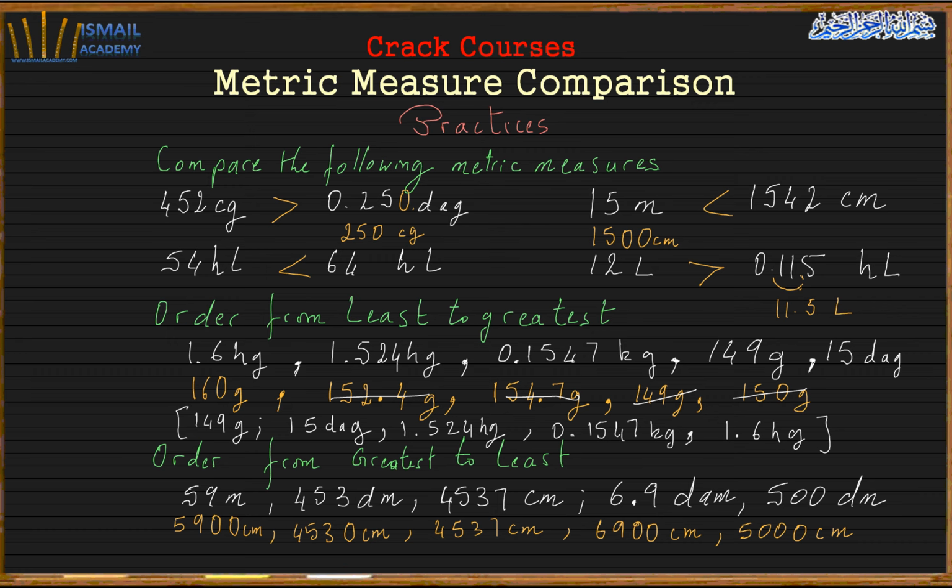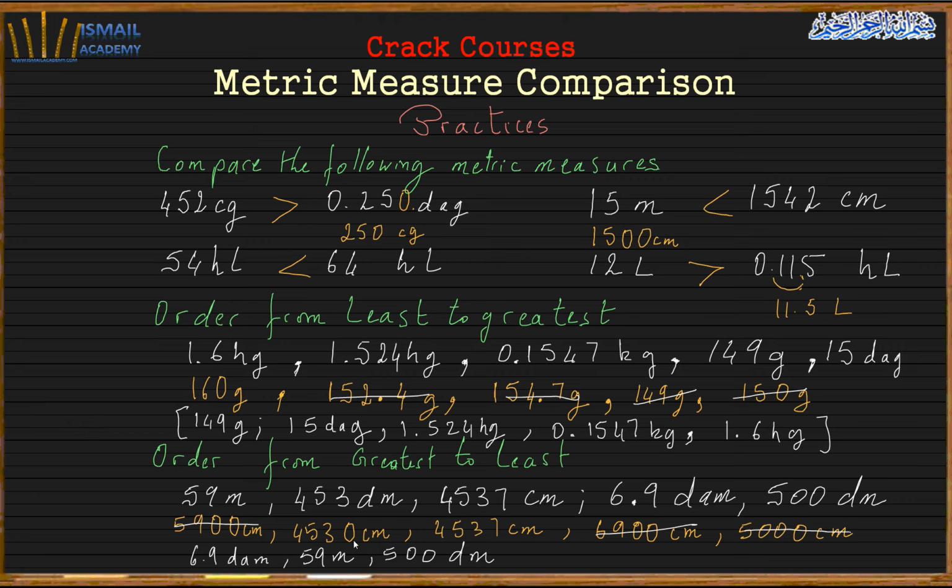Now let's order from greatest to least. I'm going to look for the highest place value. Here all of them are 1000s, so the highest is 6000, so it's going to be 6.9 decameter. Now I have 5 and 5, but here we have 9 for the 100s and this is 0 for the 100s. That means this is my next one, so it's going to be 59 meter. Of course this one next, so it's going to be 500 decimeter.